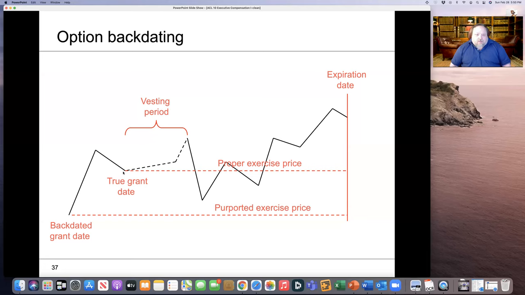Notice also that one problem with backdating is that even if the stock price were to decline below what should have been the exercise price, the effect of backdating is that the options will still be in the money. And you can make money by cashing them in, even though the stock has gone down relative to when the options were actually granted, which sort of defeats the whole purpose of having incentive compensation.